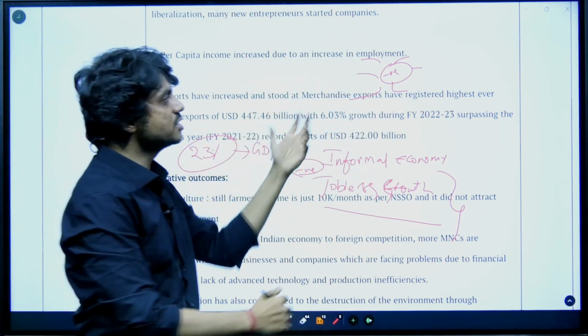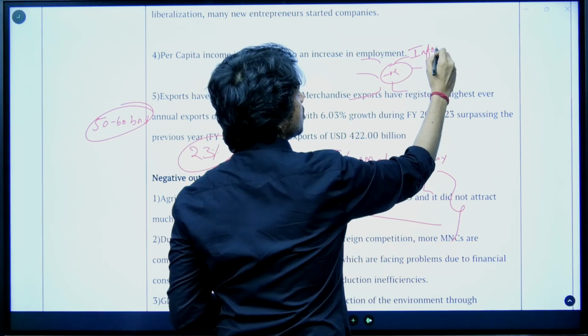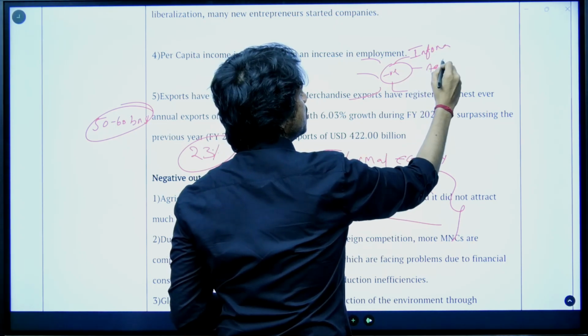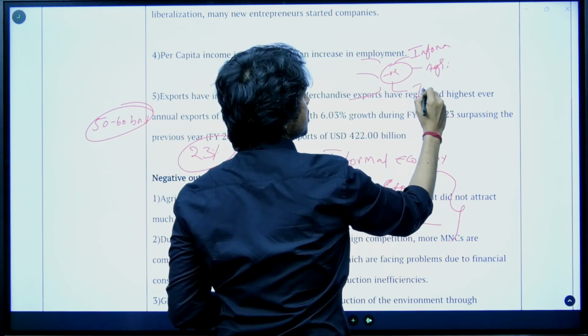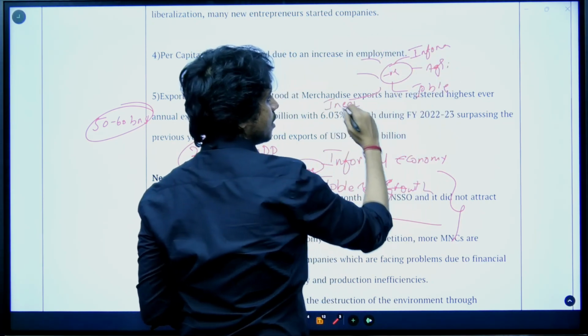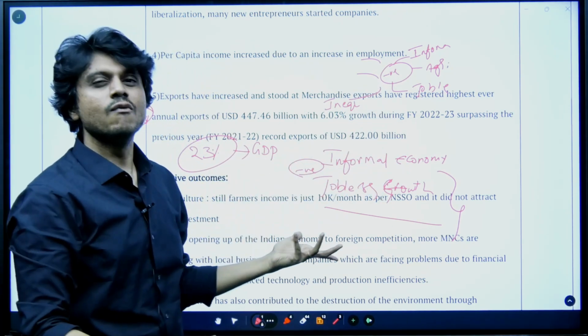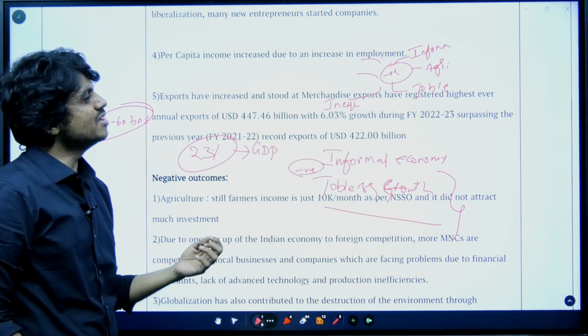If I just mention this kind of diagram and I'm not giving any explanation, and I mention informal economy, or else agriculture development did not happen, and jobless growth has happened, inequality has happened, and I left. Okay, this is one part of your answer, and then I left. I did not do any kind of explanation. I won't get much marks because the examiner will not be impressed.